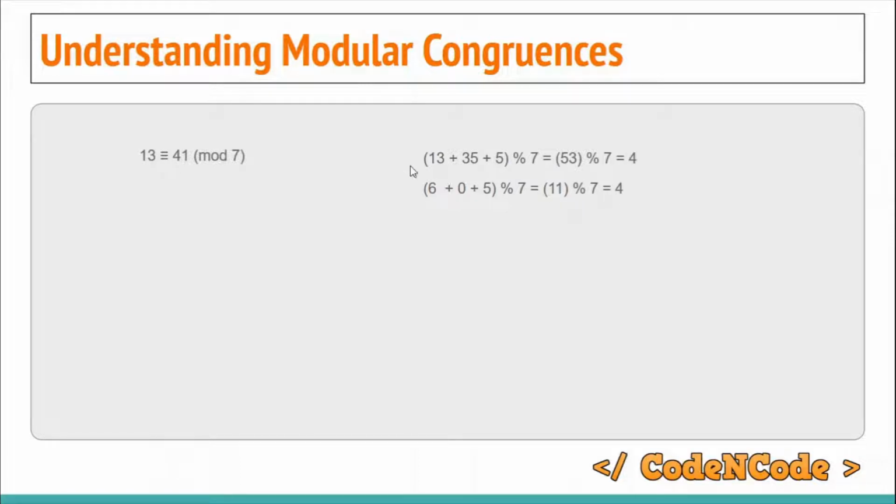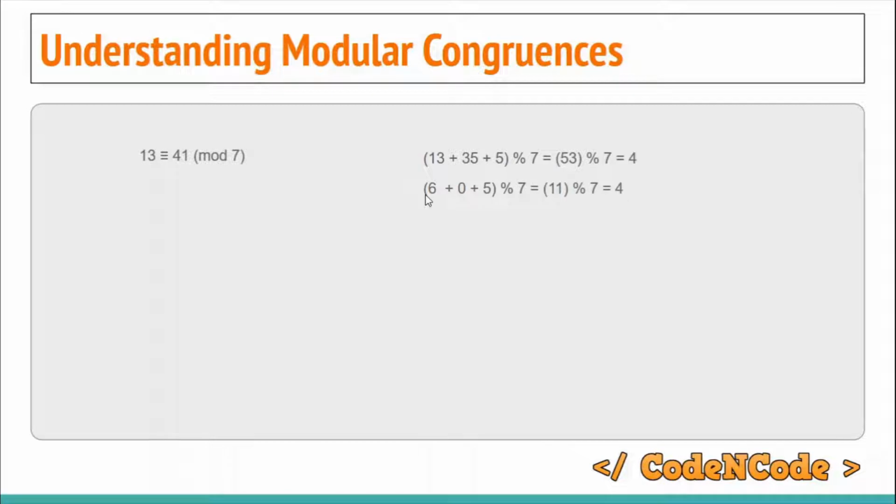Now if I replace 13 with 41, this equation would not change, because 35 and 5 would still be 0 and 5. But we know 41 and 13 are congruent, which means they leave the same remainder. So even if I replace 13 with 41 and apply the modulo operator before adding, I am still bound to get 6.